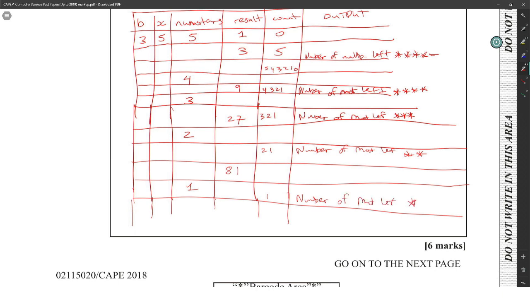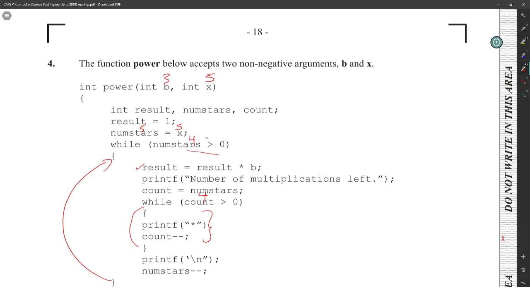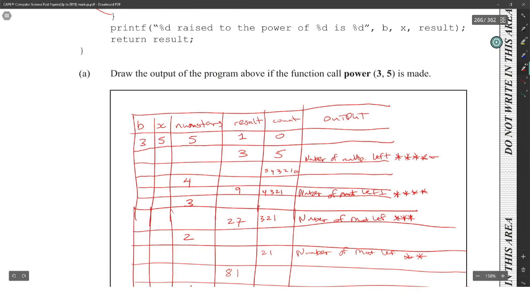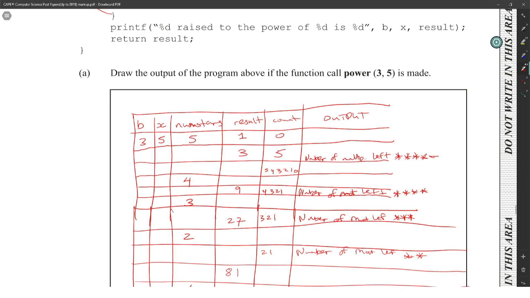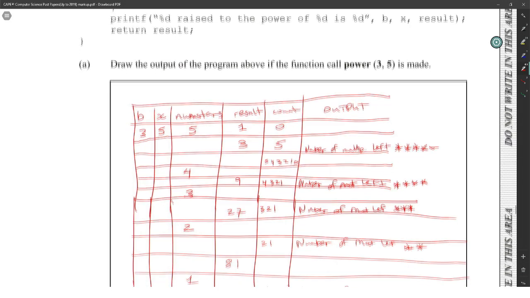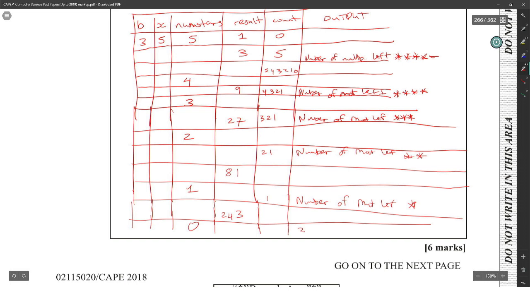And then after that, the value of result will be 81 times 3, which is 243, I think. 243, and then the value of num stars will be 0. Once num stars is 0, then 0 can't be greater than 0. So we will end the loop and then say printf: something raised to the power of something is something. So we print b, x, and result. So b is 3 raised to 5 is 243. That's where it should be.